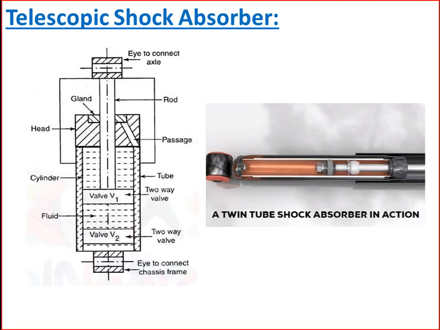When the vehicle comes across a bump, the lower eye will move up. So the fluid flows from the lower side of the valve V1 to the upper side. Due to the less volume of the space above valve V1, by the volume of the rod, pressure is exerted on the valve V2. Thus, the damping force is produced by the pressure of the fluid. The fluid will flow from the upper side of the valve V1 to the lower side when the lower eye moves down, and from the lower side of the valve V2 to the upper side.